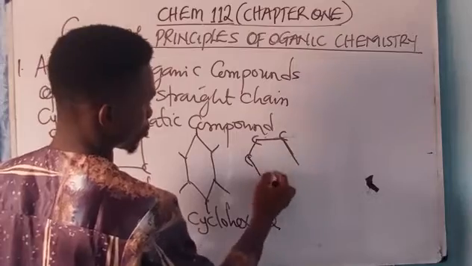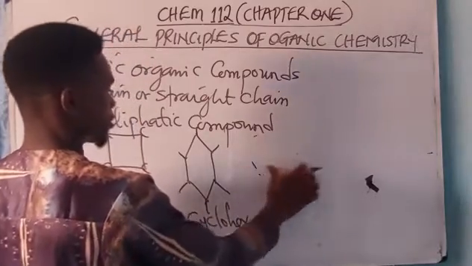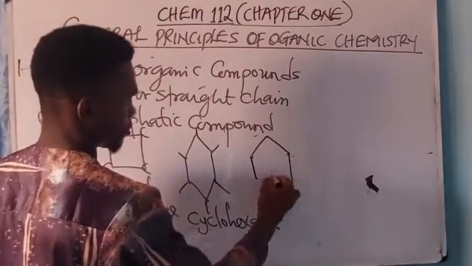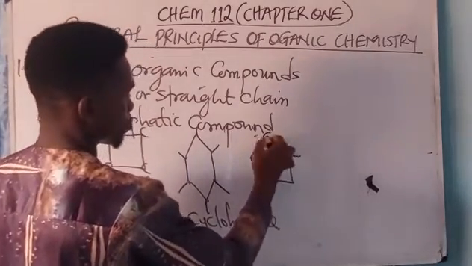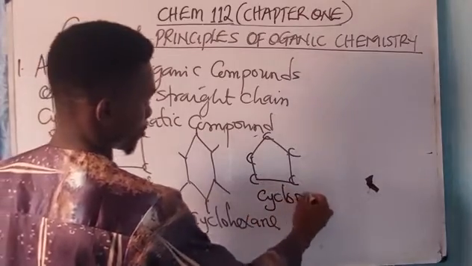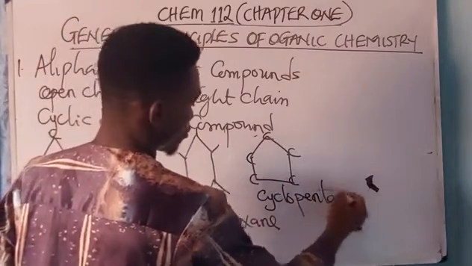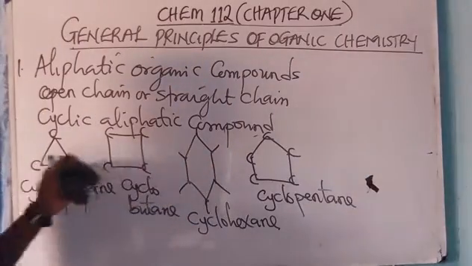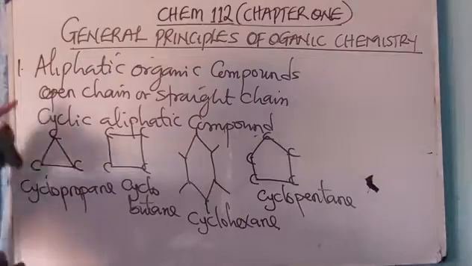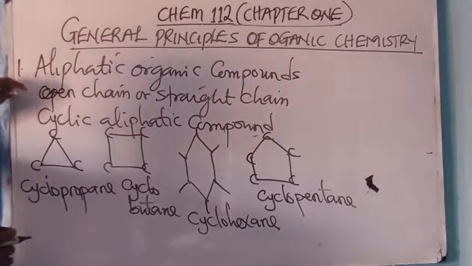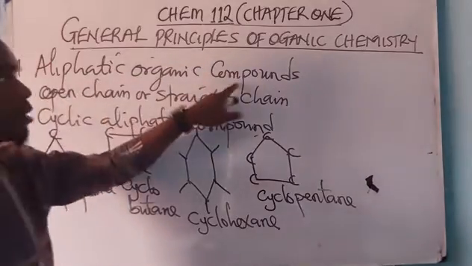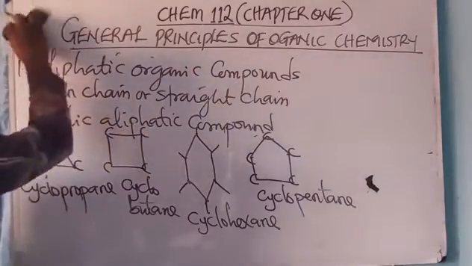Let me draw cyclopentane. Let us do it like this: 1, 2, 3, 4, 5. This is cyclopentane. You see these ones occurring as rings. They are called cyclic aliphatic compounds. This one I've just analyzed is under aliphatic organic compounds.